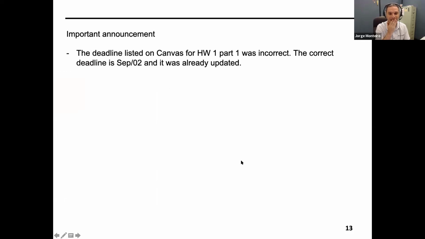The deadline listed on Canvas for homework 1 part 1 was incorrect. The correct deadline is September 2nd, and it was already updated on Canvas. For part 2, I will keep the deadline September 9th, which is next week. If you haven't done the homework yet, I strongly recommend you don't leave it for the last minute. You're just making it hard on yourself when you do that.